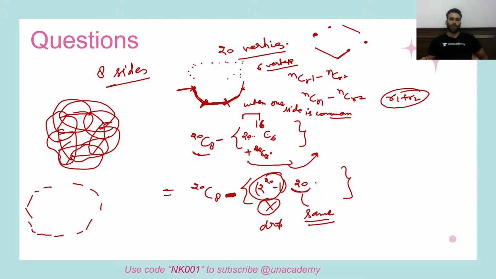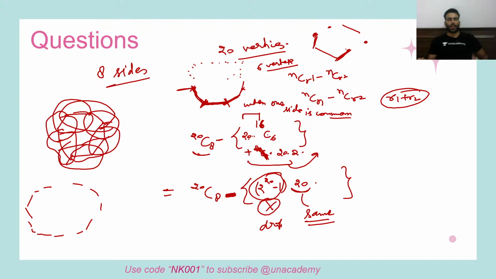Yes, that we can do. I can play smart. What I can do is first I'll pick, let's say, one side. Now I'll pick the second side which is adjacent. If I'm picking an adjacent side, I have only two options: either this one or this one.